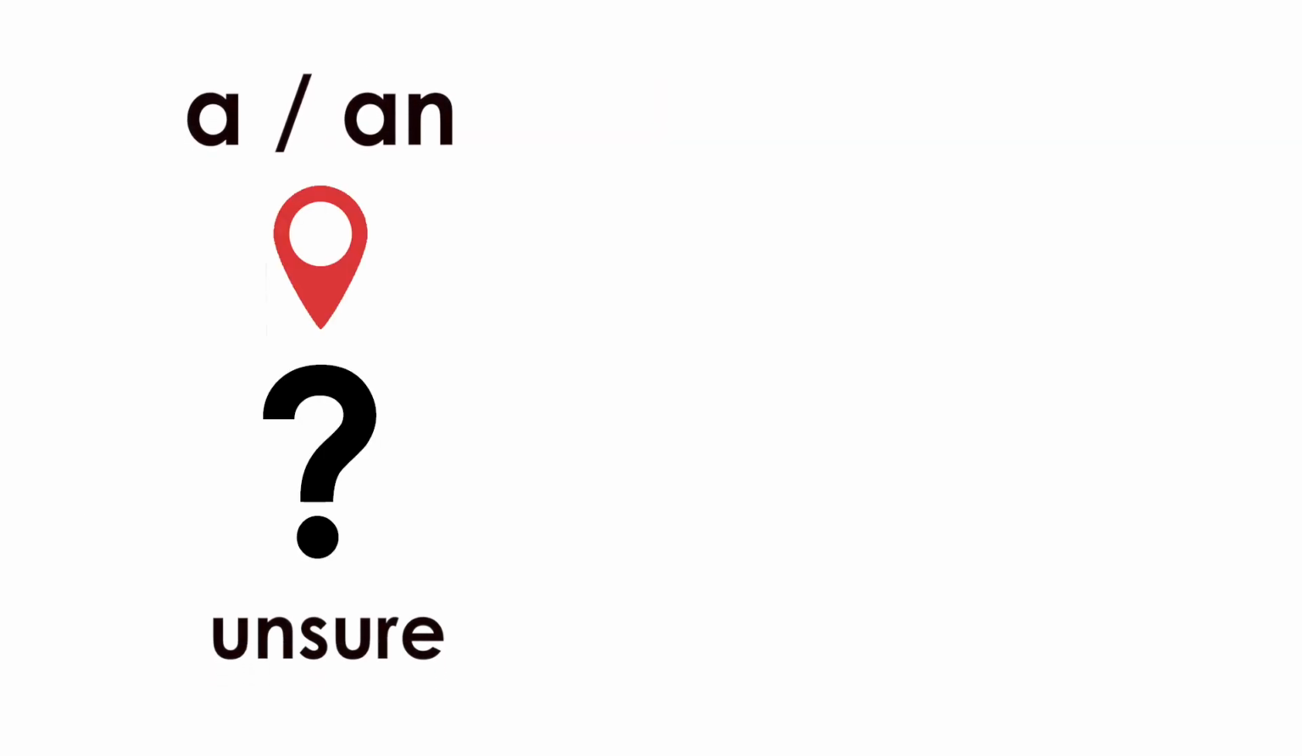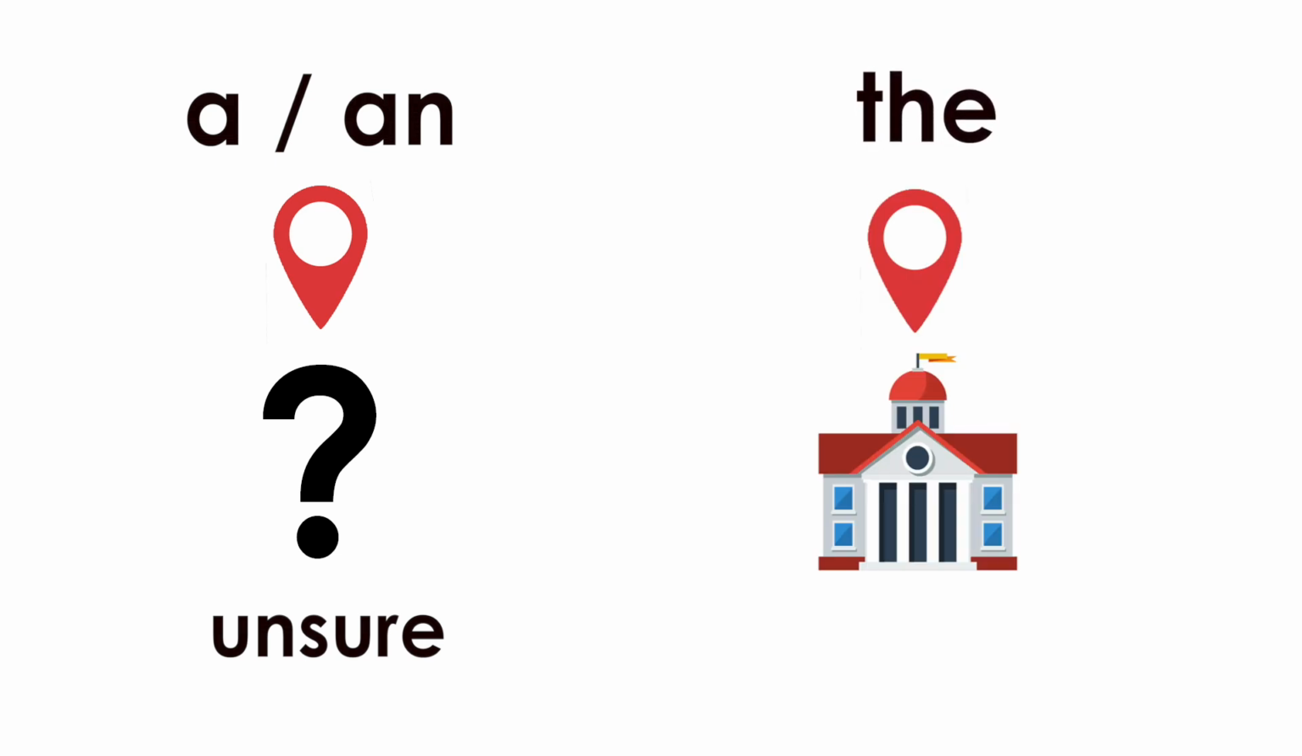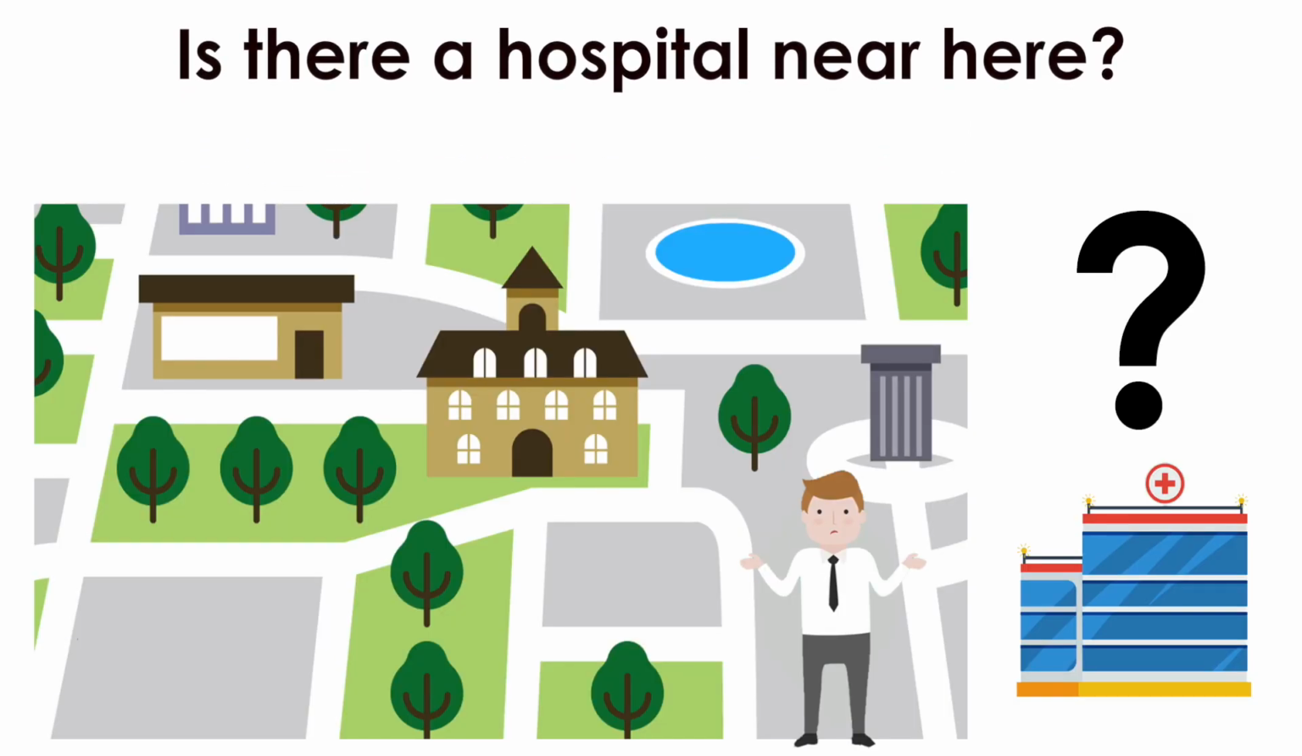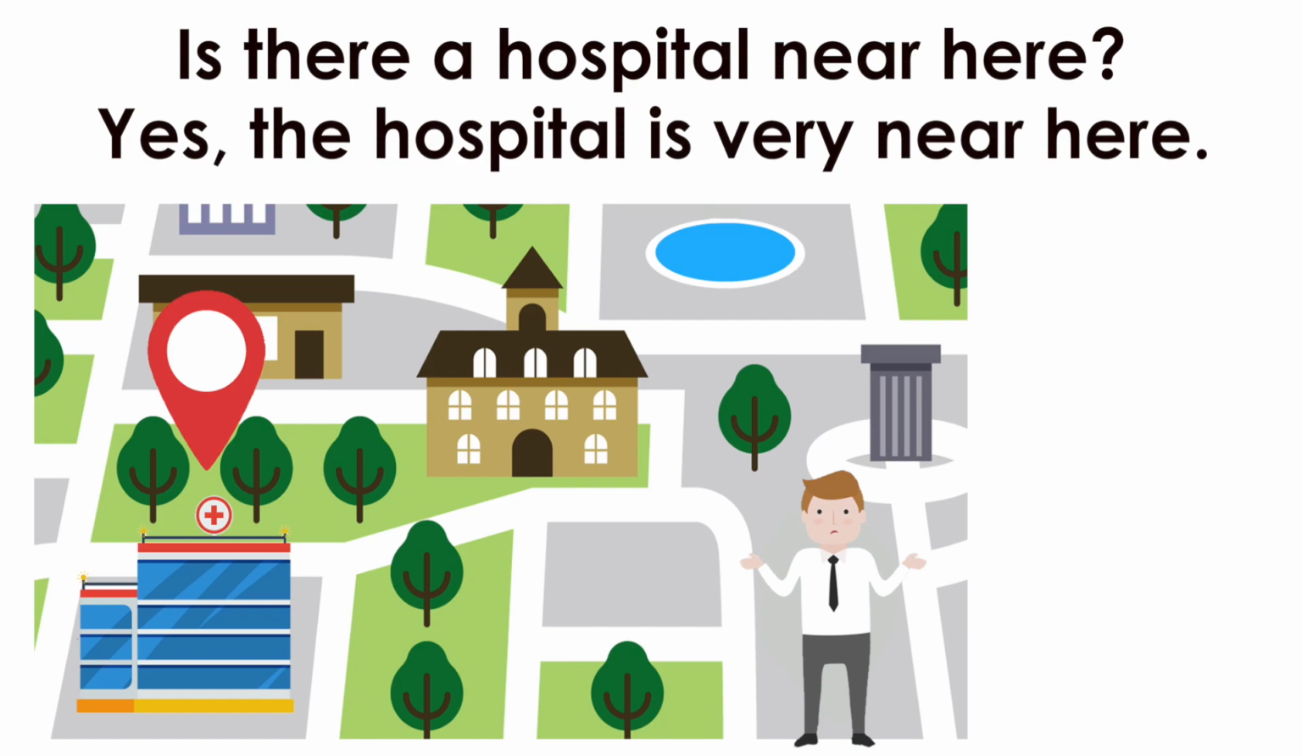A, or an, is used when we are unsure about something. The is used when it is clear what we mean. For example, is there a hospital near here? Yes, the hospital is very near here.